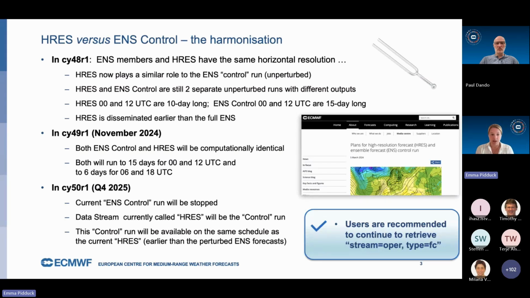Next year, we have cycle 50R1, where the ENS control, which some of you may know as stream info type CF, will be stopped. And the data stream currently high-res, which is OPER, will become the control run. At the moment, the plan is that this control run will be available on the same schedule as the current high-res, and that will be earlier than the ensemble forecasts. So this is the plan for now.